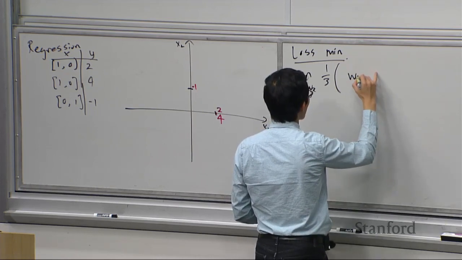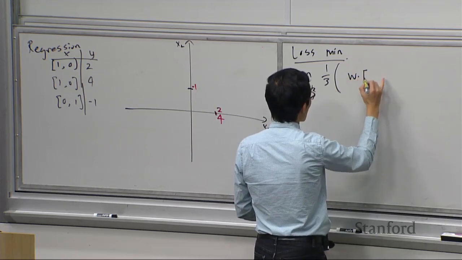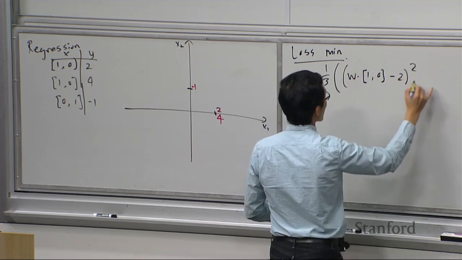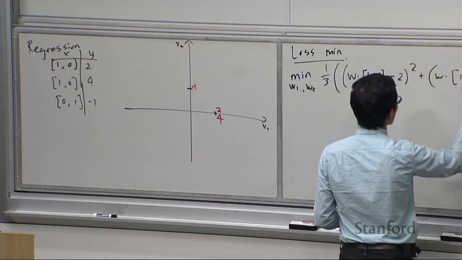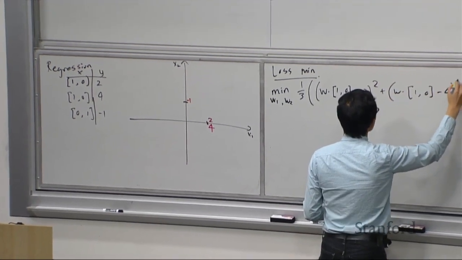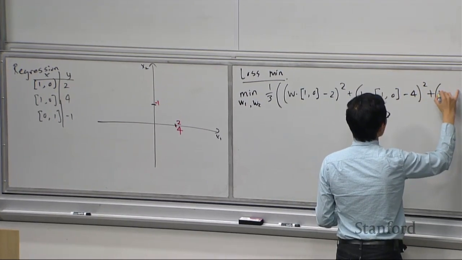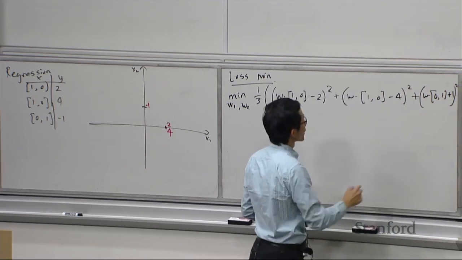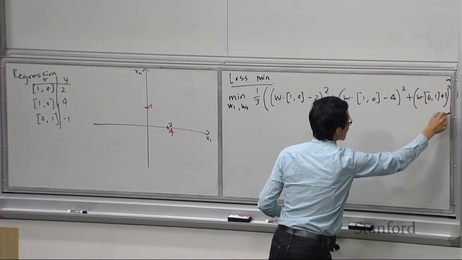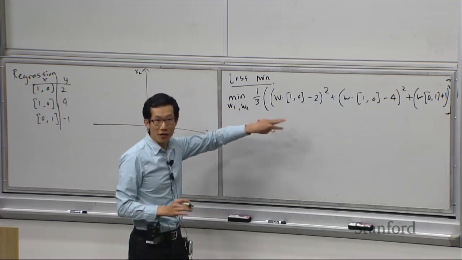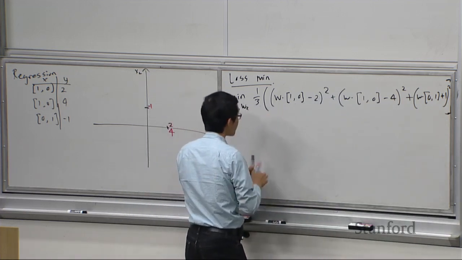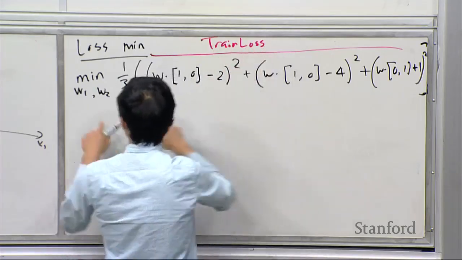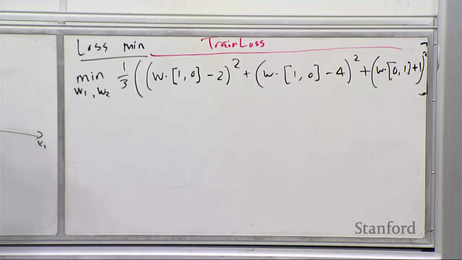So W dot the feature vector, which is 1, 0, minus 2 squared, plus W dot 1, 0, minus 4 squared, plus W dot 0, 1 minus -1, so that's a +1 squared. Okay, I'm out of space, but you should round out the parentheses. Okay, so this whole thing is the training loss. And we want to find weight vectors that minimize this, okay?